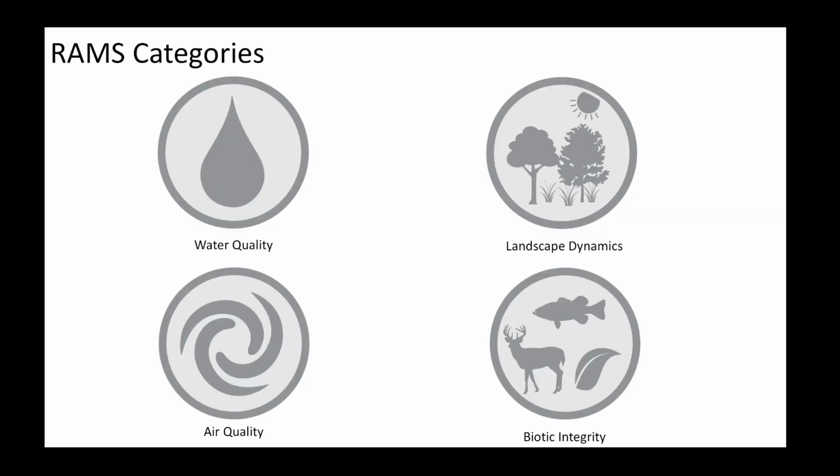On this slide, there are 4 icons that represent the categories of natural resources assessed and summarized in RAMS. A water droplet represents water quality, trees represent landscape dynamics, a swirl represents air quality, and a fish, deer, and leaf represent biotic integrity. The NPS Inventory and Monitoring Program has measured indicators in each of these categories for more than 15 years in the parks, and they'll continue to monitor in the future. Today, we will focus on the indicators of the water quality category. First, I will use one water quality indicator to explain generally how natural resources are assessed in each park.